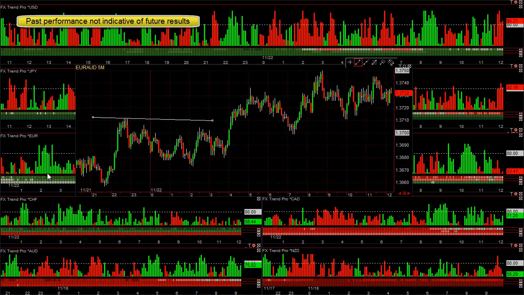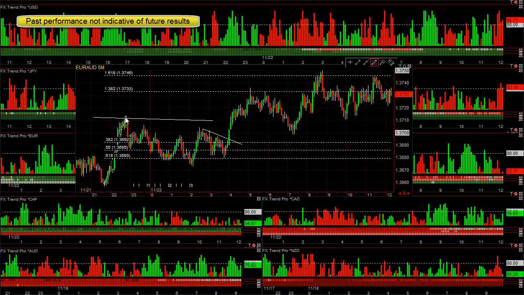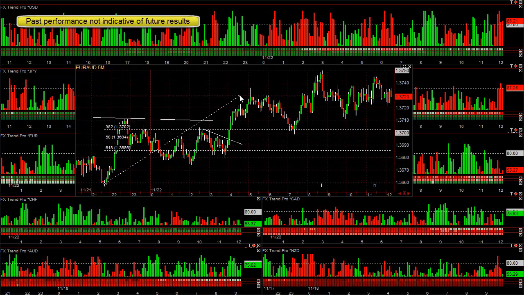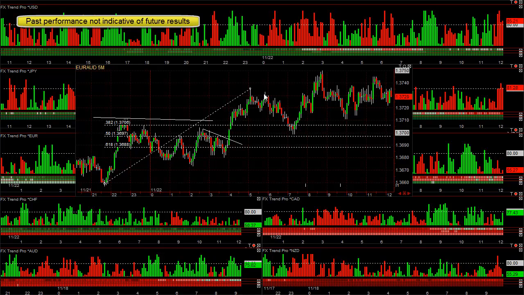But using the currency meter, it was pretty clear that the euro was going to go up, the Australian was weak, and so when the market goes sideways for 2 hours and breaks out, it's very likely to go up. You draw your fibs on the last big wave, and it gives you a great profit target, as you can see here. Once it goes up to that level, you can draw your fibs on the whole area.